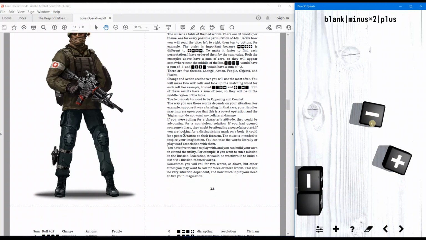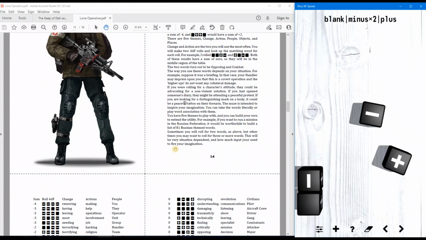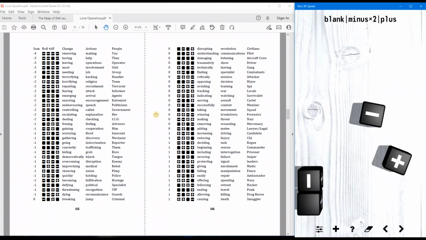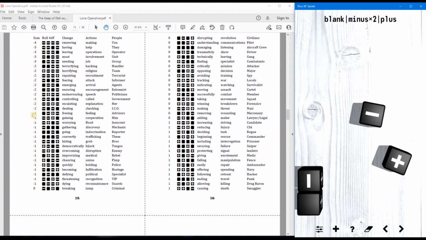Now I do two things. For me, the sum of those dice is -1, because the plus and the minus cancel out, and we're left with a minus and a blank. So we're looking in the -1 section, and we're looking for minus, minus, plus, blank. So -1 starts here, and we're looking for minus, minus, plus, blank.